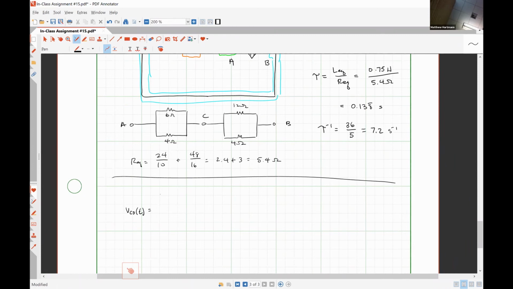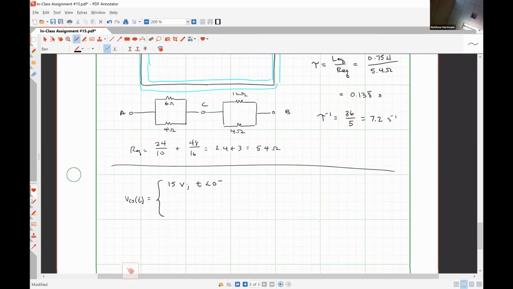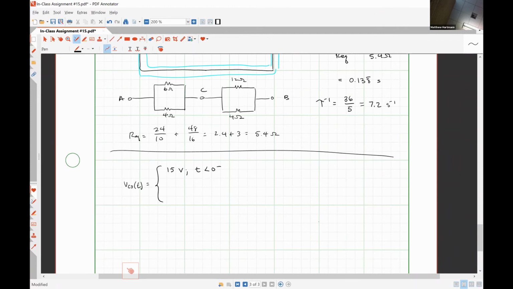Alrighty, so putting all of this together, our current source voltage as a function of time will be, what was the current source voltage at t is equal to 0 minus? Anybody have that written down somewheres? 15 volts. 15 volts, thank you. What was the current source voltage at t is equal to 0 plus?